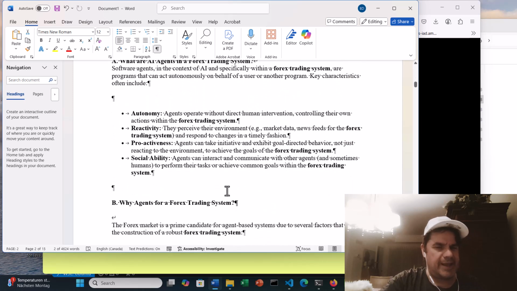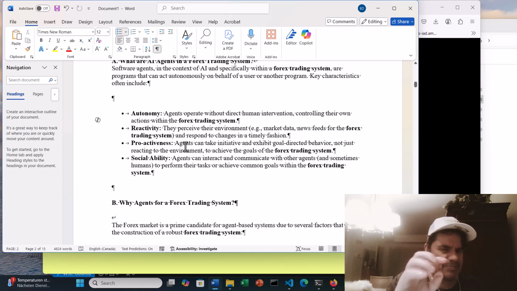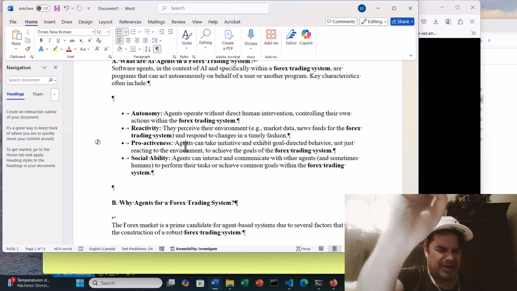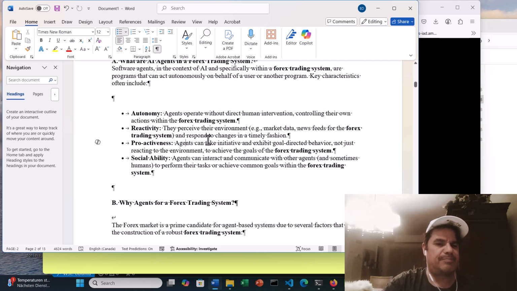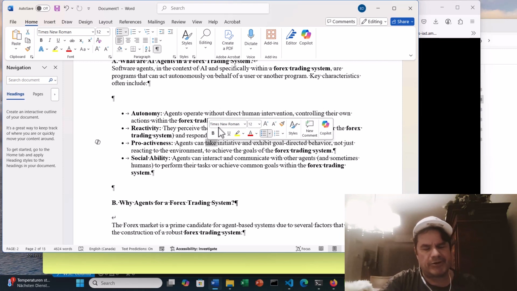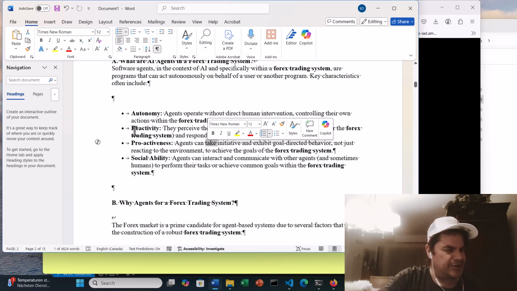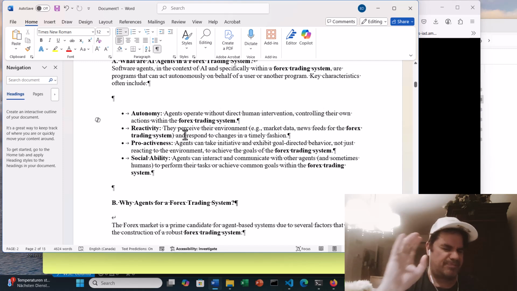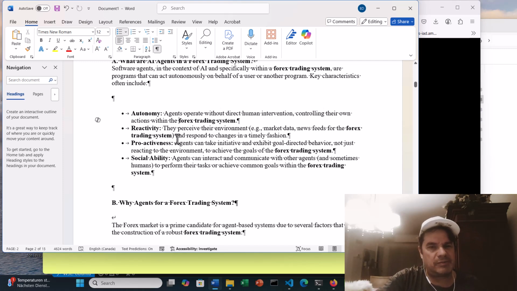Here are the advantages you get with an AI trading system or with agents. Agents operate without direct human intervention, controlling their own actions within the Forex trading system. A lot of people don't feel comfortable about having an agent put out an order with a credit card, booking a trip or something. I get that. But back in the 90s we were so afraid of this thing called the internet. Oh, I'll never put my credit card on there. 20, 30 years later, look where we're at. So I'm sure at some point we will have agents trading live money.